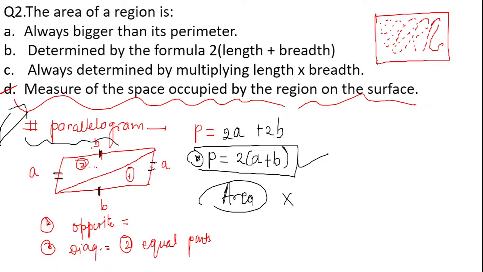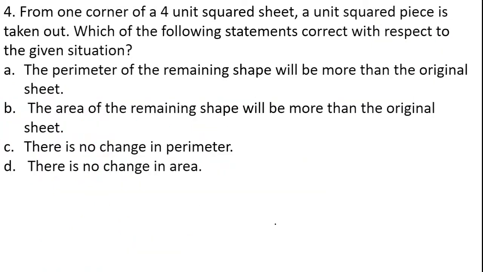Okay, so this is the first shape that we have discussed, the parallelogram. In a parallelogram, the opposite sides are equal, and whenever we add a diagonal, it divides it into two equal parts, and the perimeter of the parallelogram is twice of A plus B. You don't have to keep in mind the area of the parallelogram. Okay, so moving on to the next question.